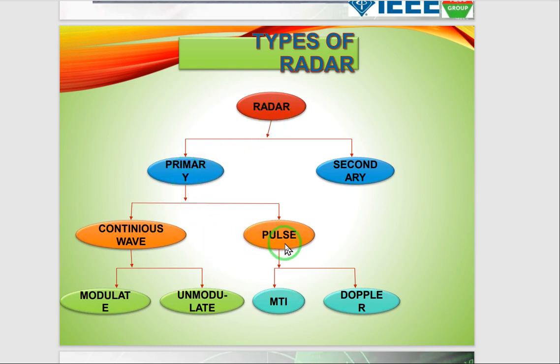Then the second type of primary radar, pulse radars or pulse wave radars, have two further types, that is MTI and Doppler. MTI is used for stationary objects and Doppler is used for moving objects. That is the difference in the radar types. There are no further types of radar in the secondary category.